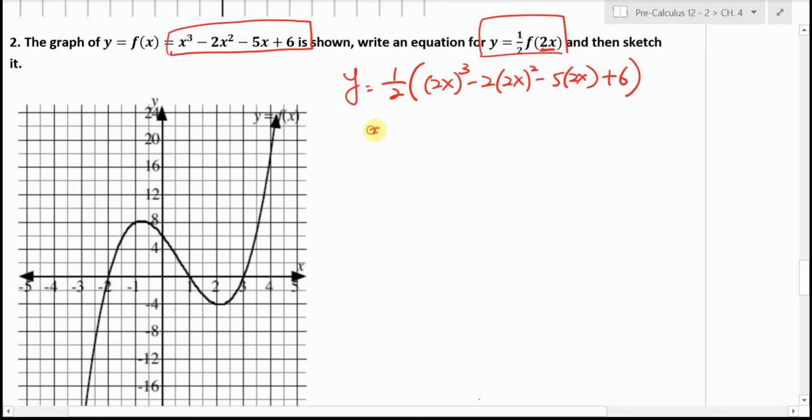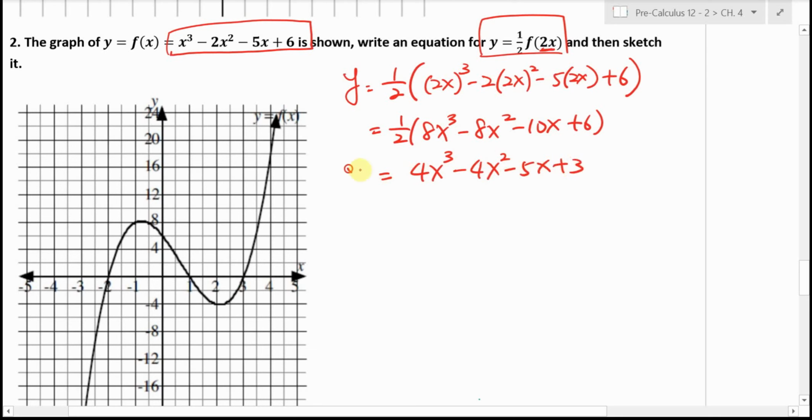Now we just need to expand. This is going to be 8x cubed minus 8x squared minus 10x plus 6, times everything by half. You should get 4x cubed minus 4x squared minus 5x plus 3. So this will be the equation of the image graph.